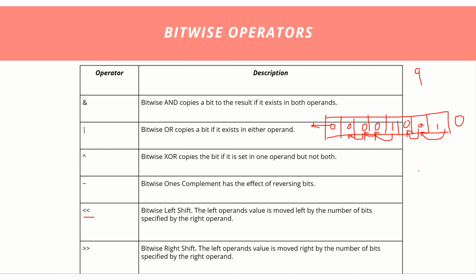So our answer becomes 0, 1, 0, 0, 1, 0, 0, 0. In decimal, this equals number 18. So our answer is 18.